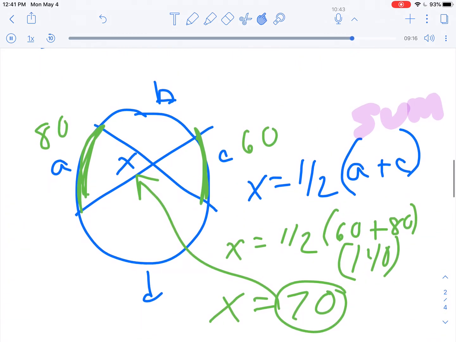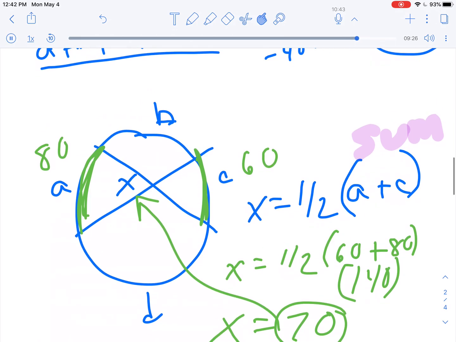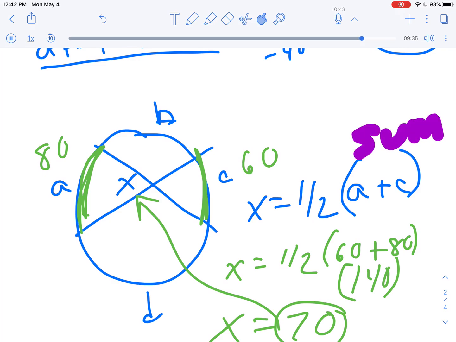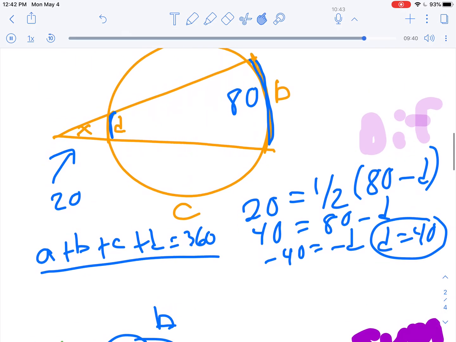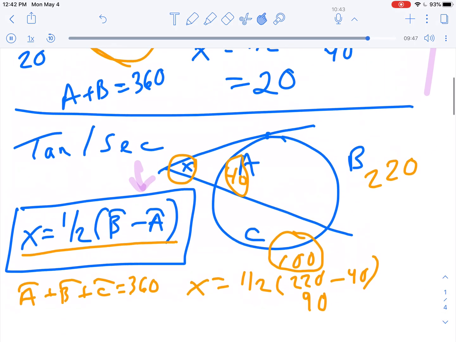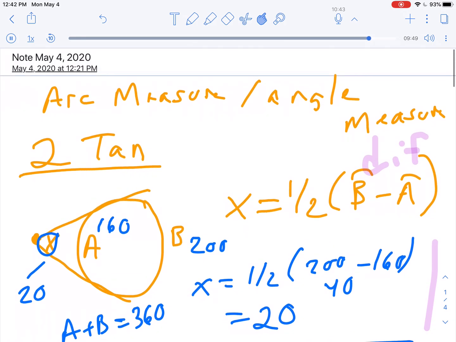So 2 chords intersecting are much easier. It's always going to be the sum of the 2 intersecting arcs. So in this case, I'll put it in bolder face here. Let's go purple. It's the sum of A plus C, whereas in the other scenarios, it's always the difference. It's a difference here, and it's the difference on the other ones as well.